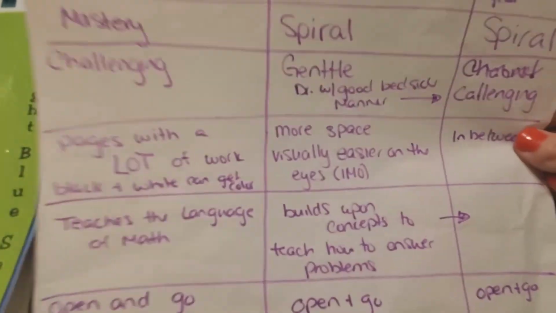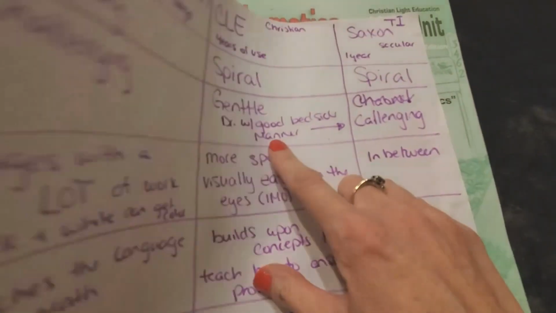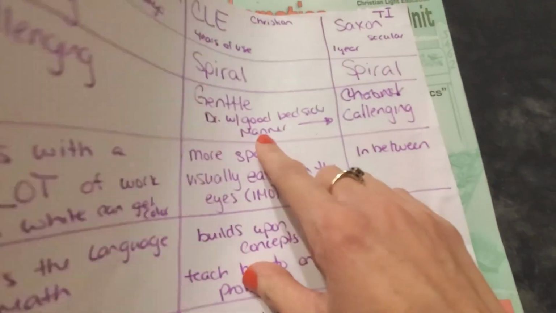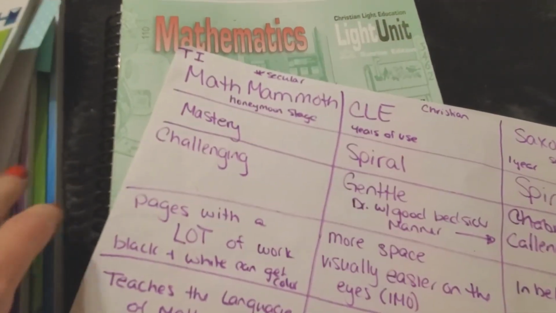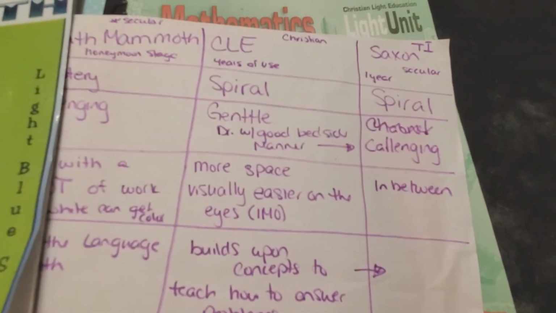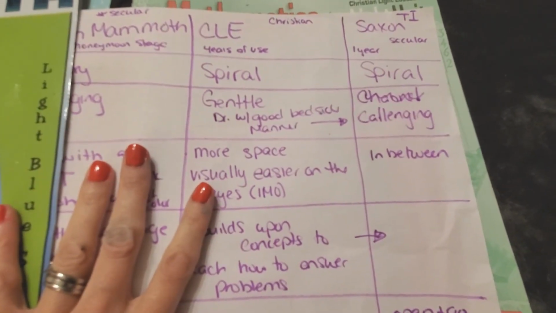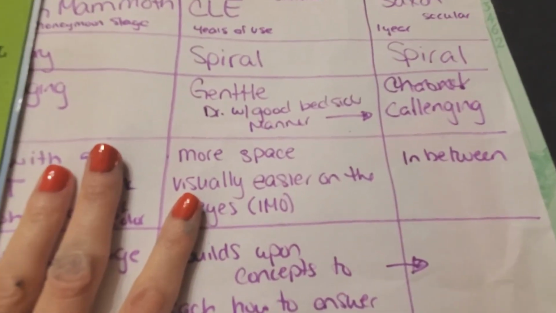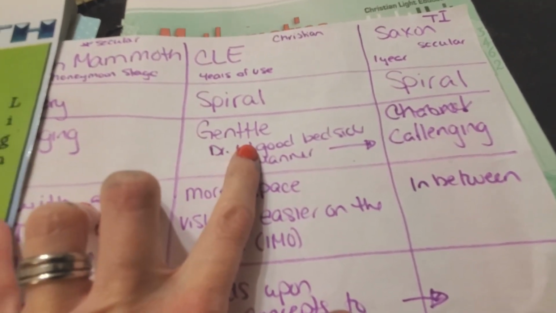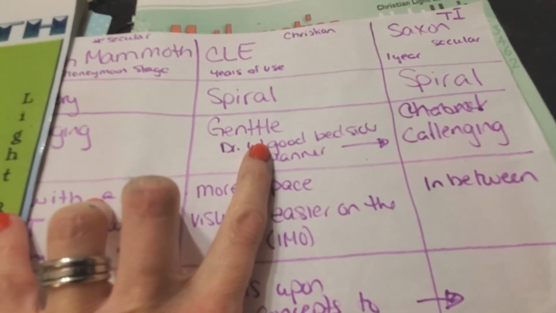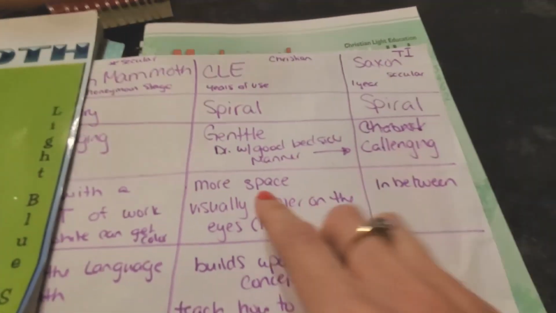CLE is a very gentle math curriculum. It teaches slowly. It teaches in a friendly manner. If you have a child that stresses about math, CLE is a good choice. I put two T's in gentle. Oh my goodness. Somebody must have interrupted me while I was writing, or I was very tired.